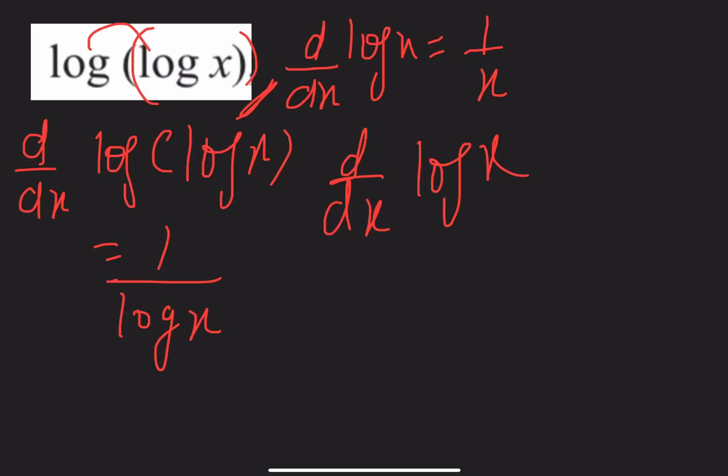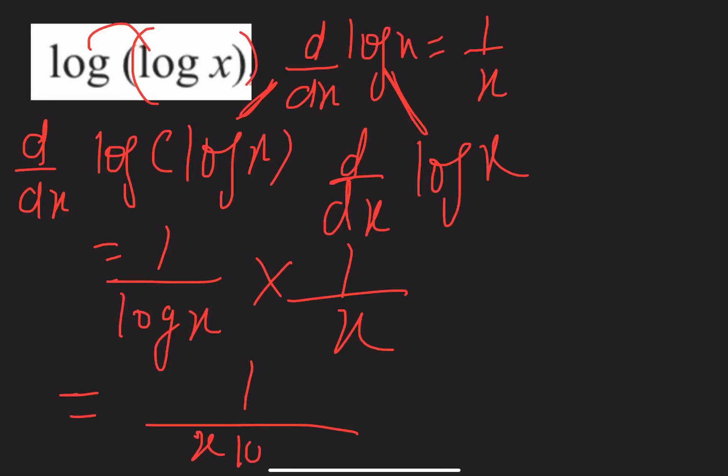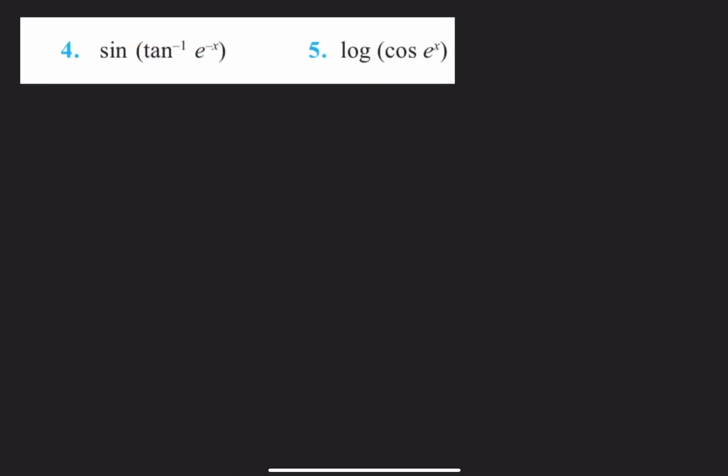Whatever will be in the bracket, 1 upon that is the derivative of the log. And into the derivative of log x, this is directly the formula. Derivative of log x is 1 upon x. So you can combine it to write it as 1 upon x log x is the answer. That's it. Moving to the next question.